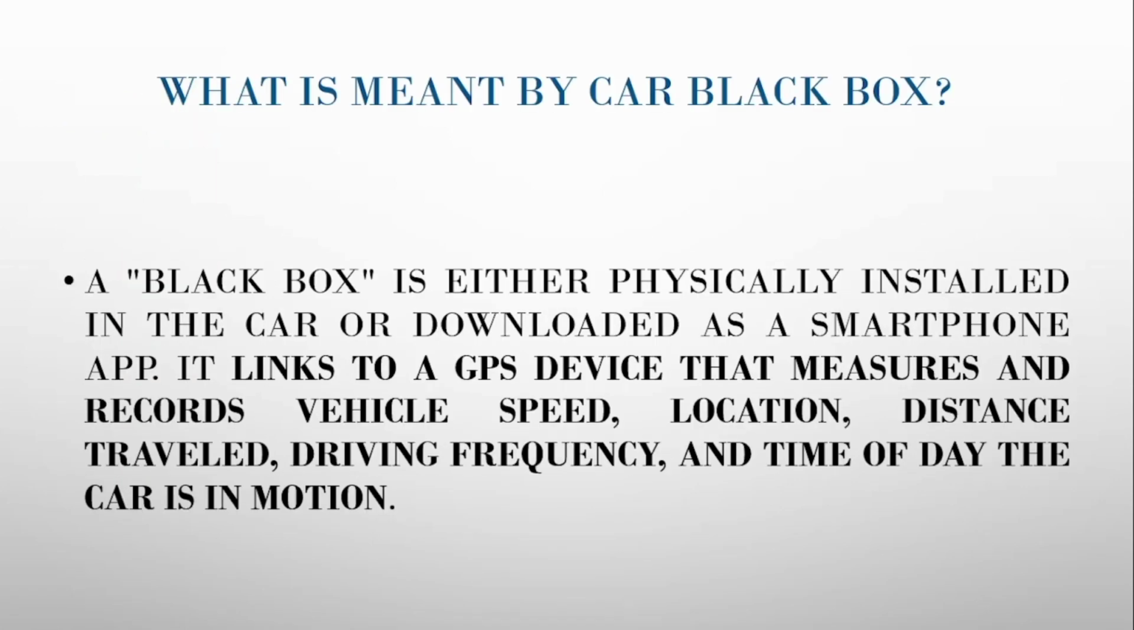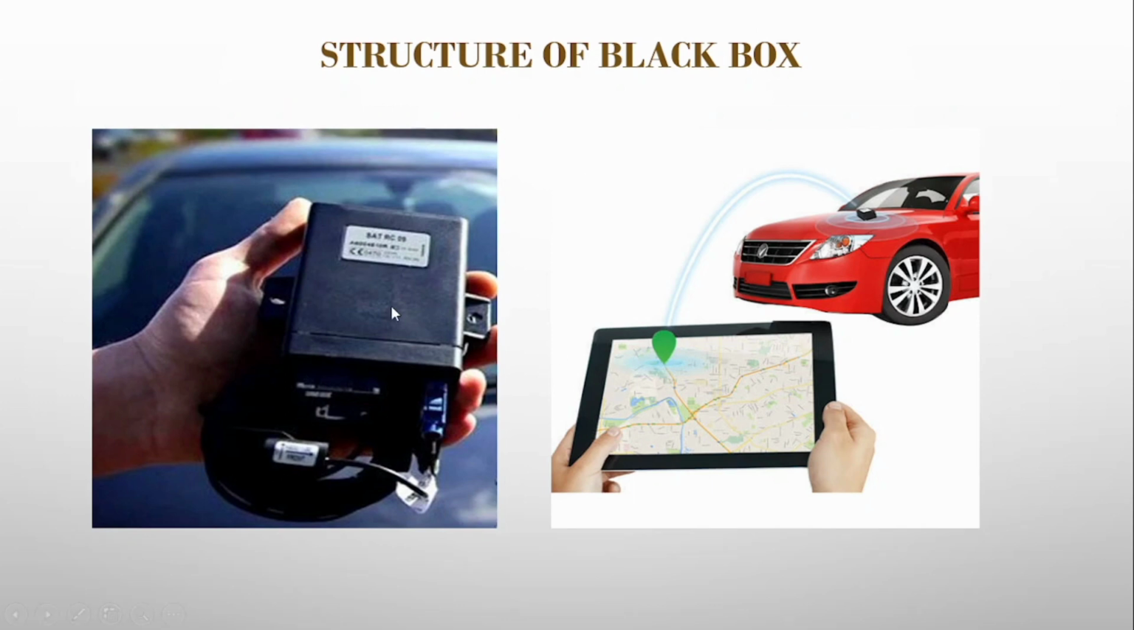What is meant by car black box? Car black box is either physically installed in a car or downloaded as smartphone app. It links to the GPS device that measures and records the vehicle speed, location, distance traveled, driving frequency, and time of the day the car is in motion. Means simply, it records the vehicle speed, location, distance traveled using GPS. This is how the car black box looks like, and it is controlled using GPS.